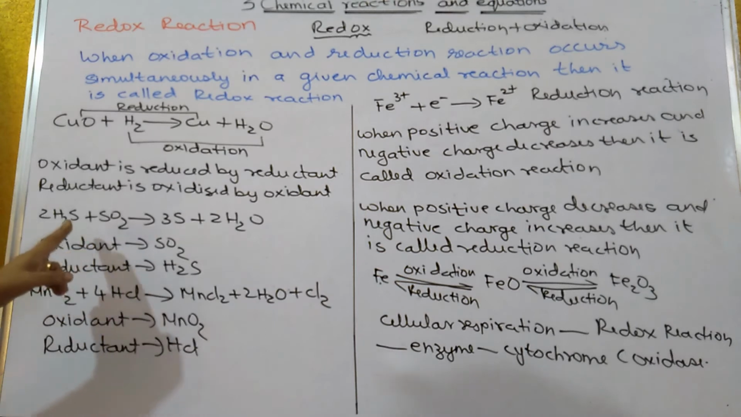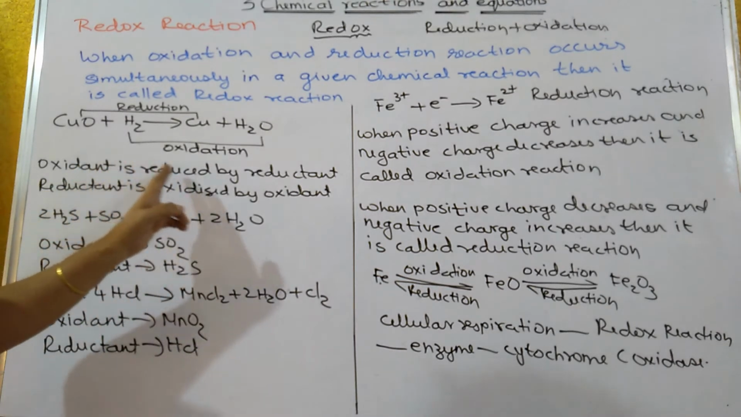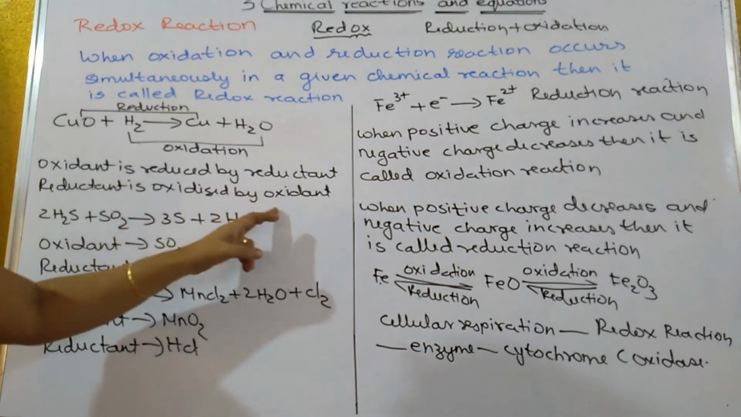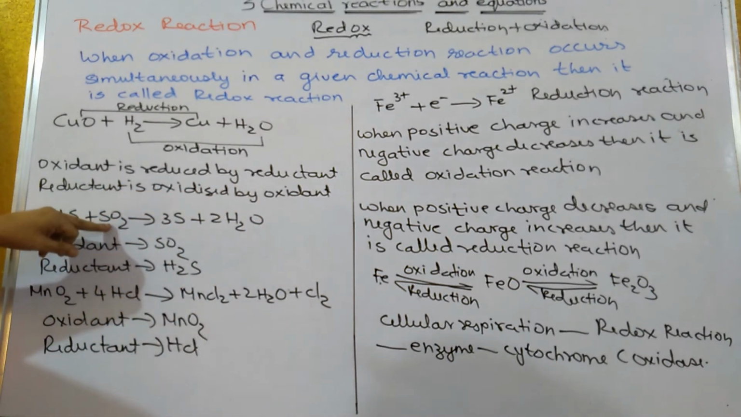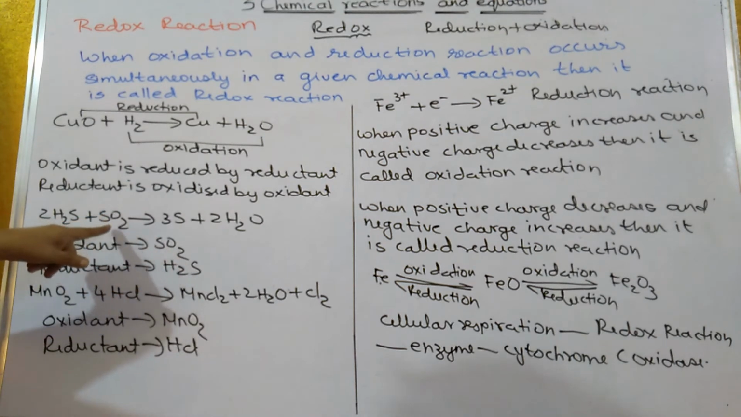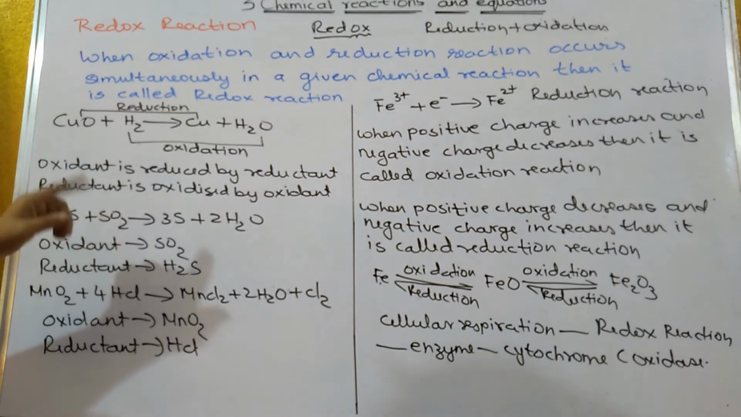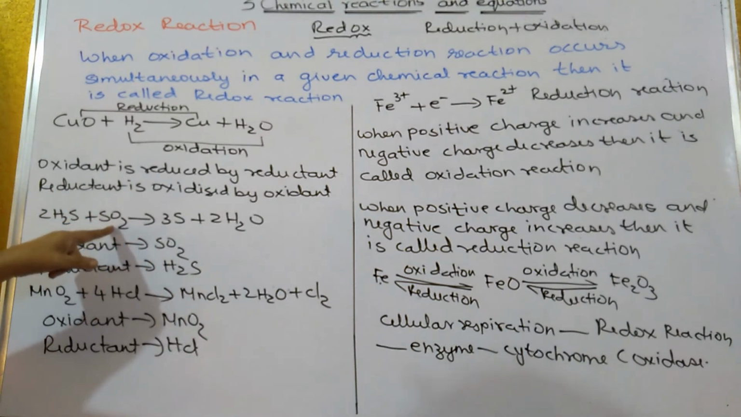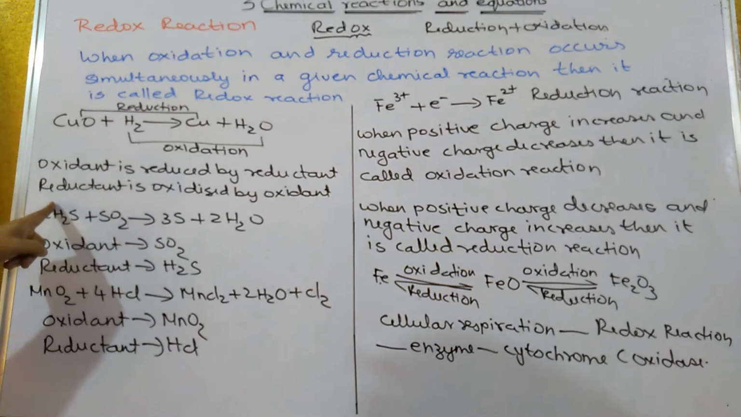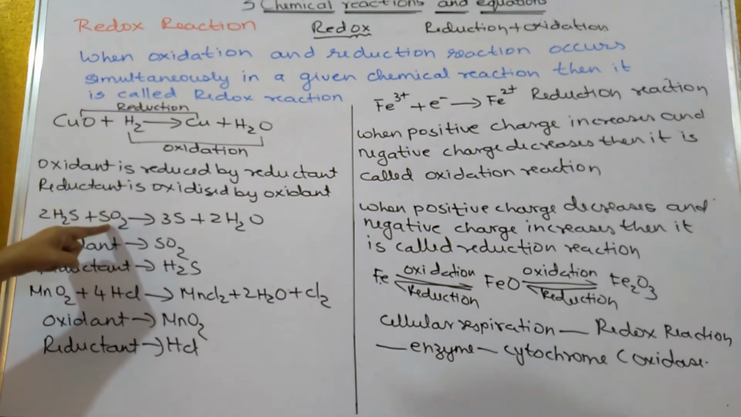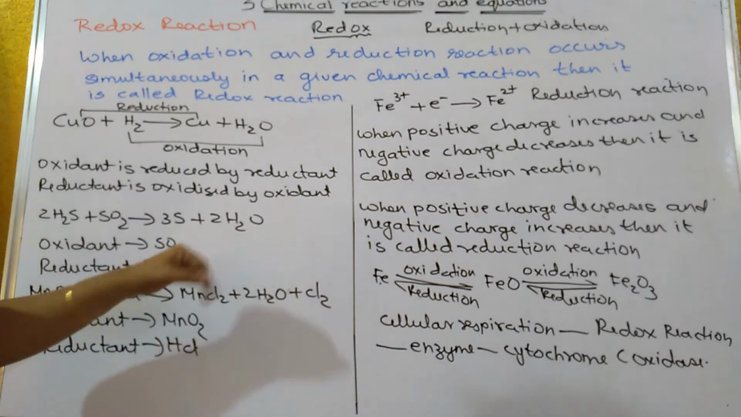Now over here in this reaction, if you have not understood the meaning of oxidant is reduced by reductant and reductant is oxidized by oxidant, I'll explain over here. This is the oxidant. Oxidant is what? SO2. So the oxidant loses the oxygen to form S. So SO2 over here, which is an oxidant, is reduced by the reductant, because it takes this oxygen. Similarly over here, H2S is a reductant since it gains the oxygen from the SO2. So the reductant is oxidized by the oxidant by taking the oxygen from here, and it gets oxidized.